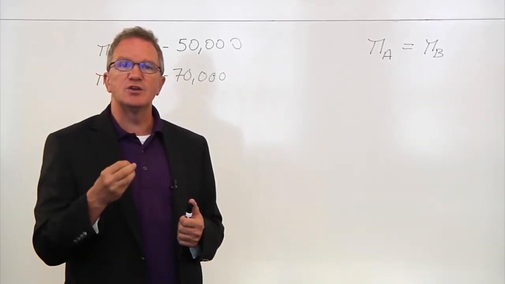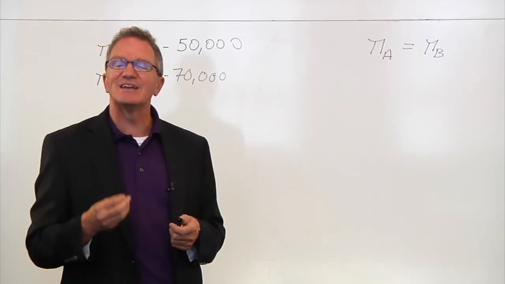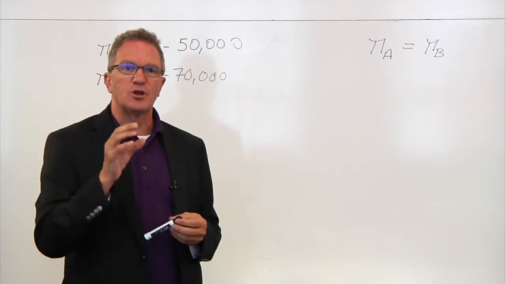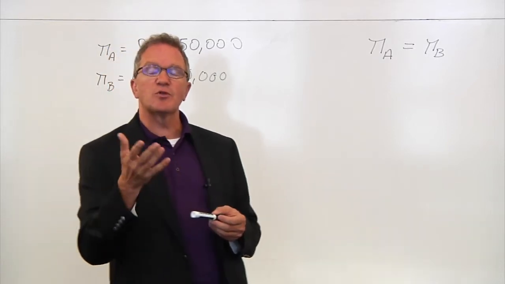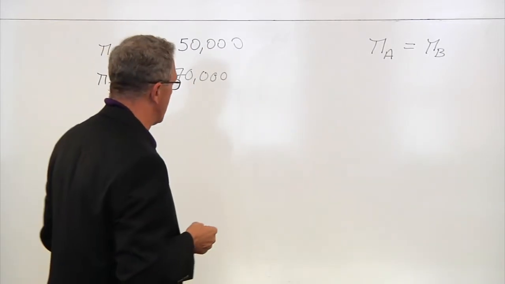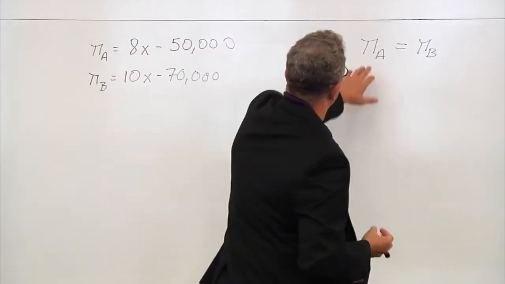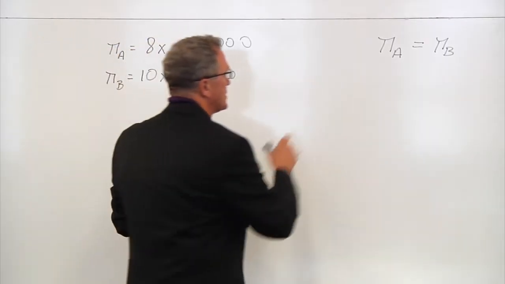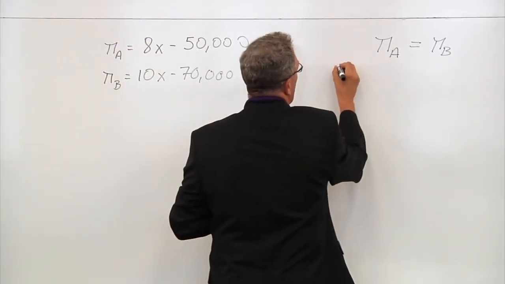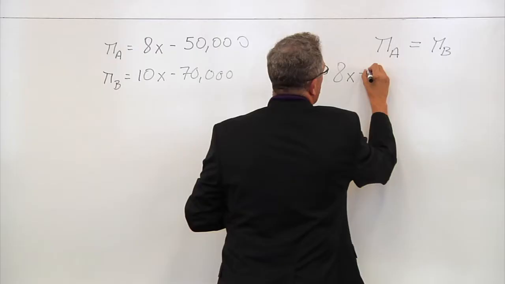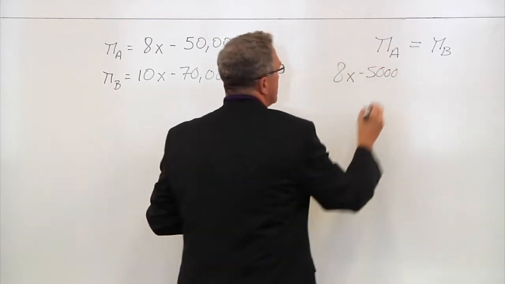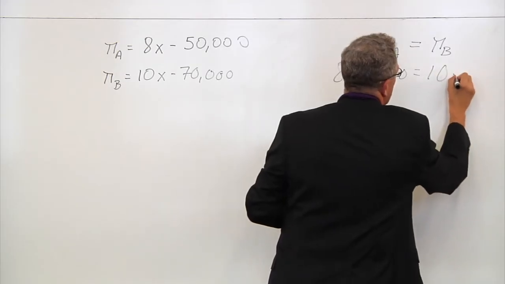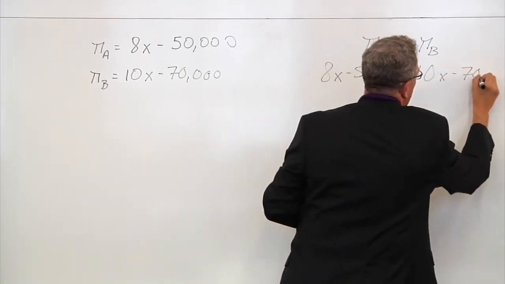Remember, we're trying to use analytics to help us make a decision. All right? So the indifference point will be where we're indifferent between option A and B, so that's where the profit of each of them equals each other. Well, let's take a look at how this works. The profit for A equals 8x minus 50,000. So we can just substitute that equation in there. 8x minus 50,000. Profit for B is 10x minus 70,000.